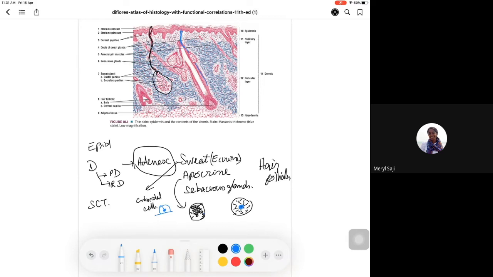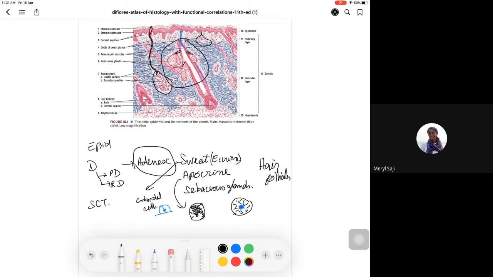And another important thing you have to remember is the pilosebaceous unit. The hair follicles and the sebaceous gland are situated next to each other. Sebaceous glands open into the hair follicle. That is very, very important to remember. If the sebaceous glands open directly into the epidermis, then it is sebaceous hyperplasia. Normally, a sebaceous gland should not open into the epidermis.